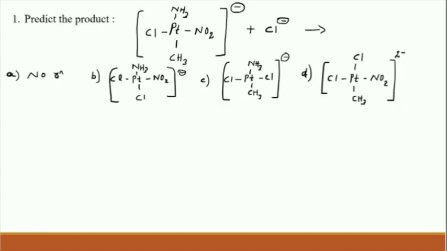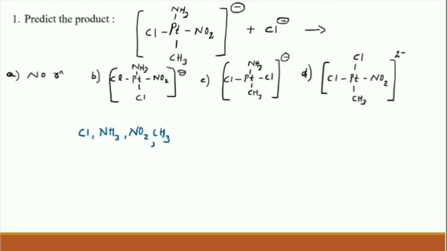predict the product. So we have to predict the product, and the reactant is Pt Cl, NH3, NO2, CH3 minus plus Cl minus. So the incoming ligand is Cl minus and we have to predict the product. So here we have to use the trans effect. The given ligands are Cl, NH3, NO2 and CH3. So we have to arrange these four in trans effect order.